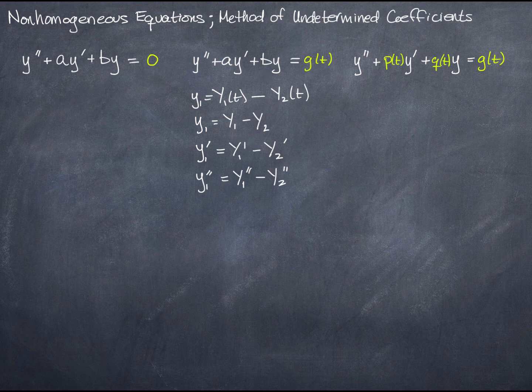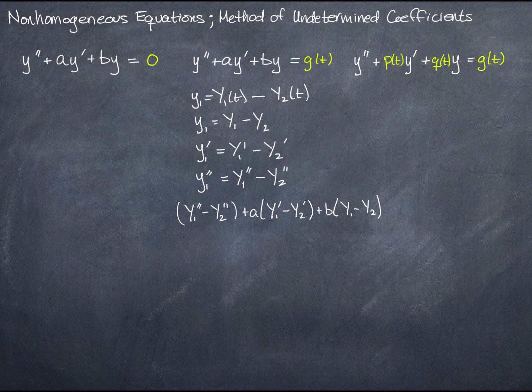So let's do that. I have y double prime, where I'm going to use this version of y double prime, which is this difference here. So I get Y1 double prime minus Y2 double prime. That's my y double prime. And to that, I'm going to add a times y prime. Well, y prime I said looked like this, big Y1 prime minus big Y2 prime. And then I'll add b times y, which is Y1 minus Y2.